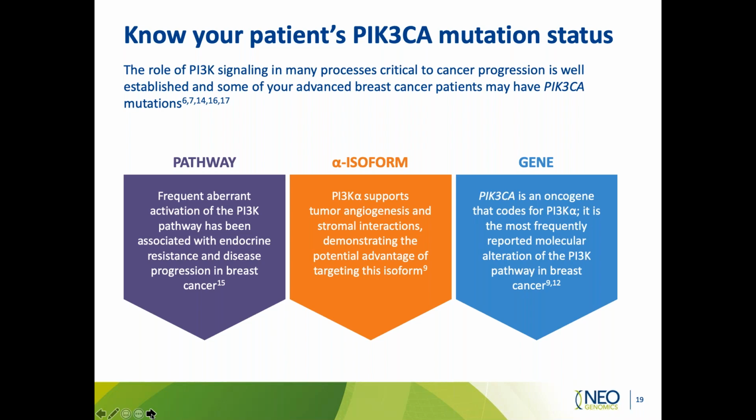In particular, it's the alpha isoform that's important. It's the PIK3CA gene that is commonly mutated, and we know that PI3K alpha supports tumor angiogenesis and stromal interactions. And so this is the isoform that's important. And as I said, PIK3CA codes for PI3K alpha, and in fact, it's the most frequently reported molecular alteration of the PI3K pathway in breast cancer.